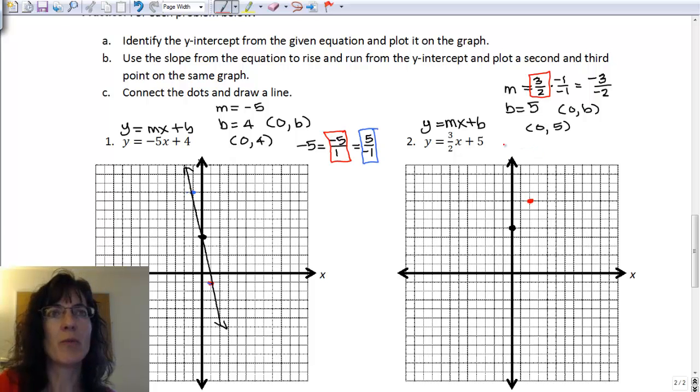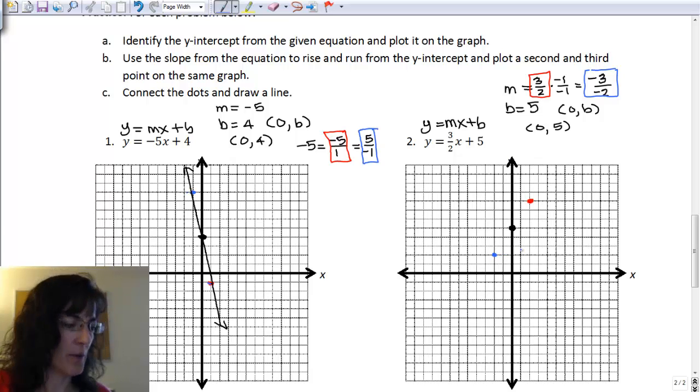There's a second point, and then I'll change my ink color. I want to use -3 over -2 for my rise and run. Come back to my y-intercept, -3 for the rise, so down 1, 2, 3, -2 for the run, so to the left 2. That'll put me right there.